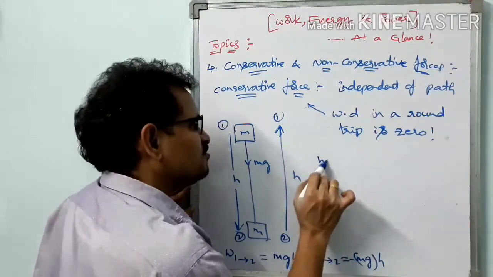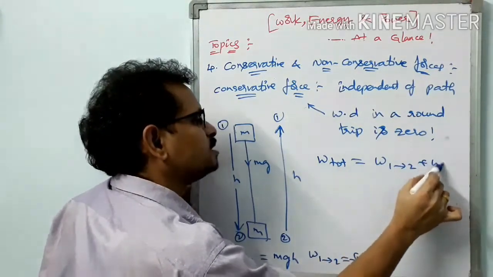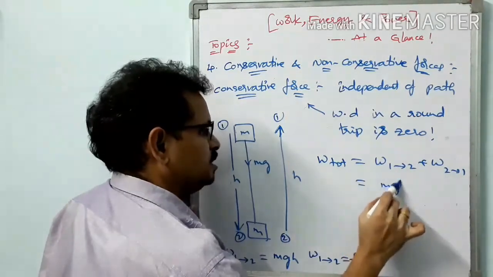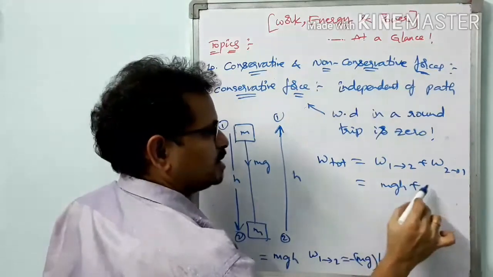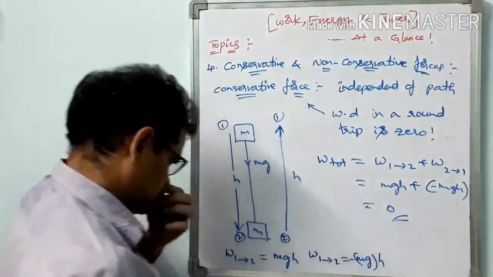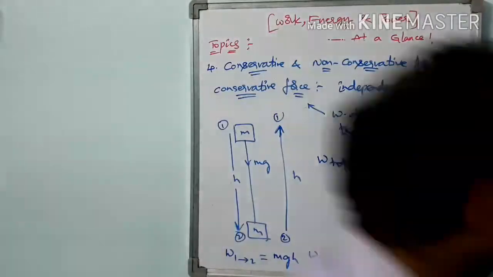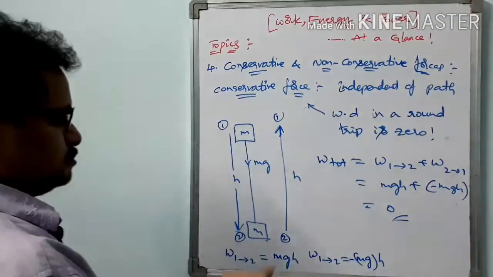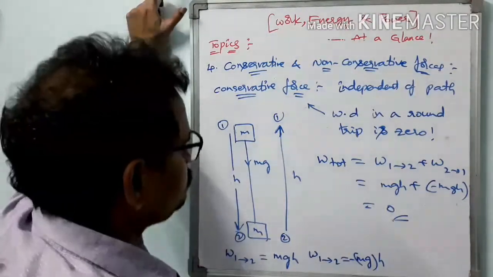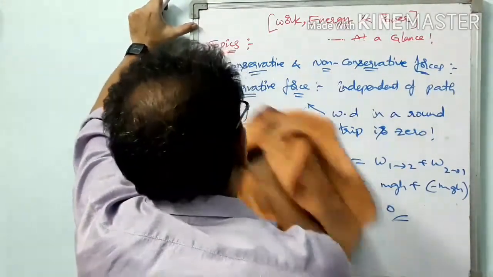So what is the total work here? W total equals w1 to 2 plus w2 to 1. So this is equal to mgh plus minus mgh. This is equal to 0. So it is clear what a conservative force is.